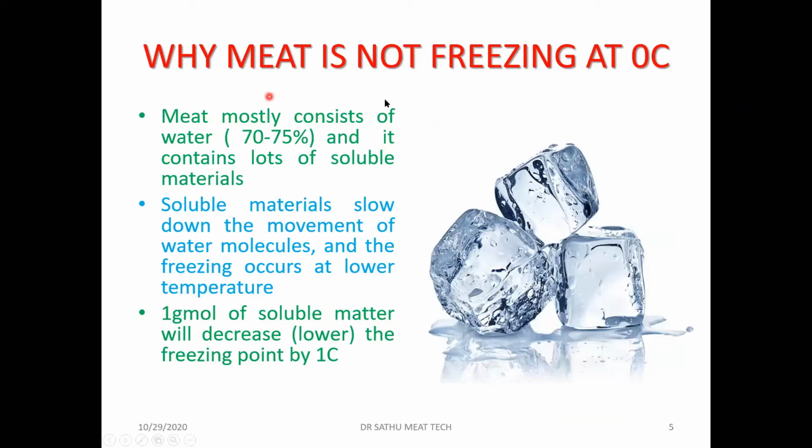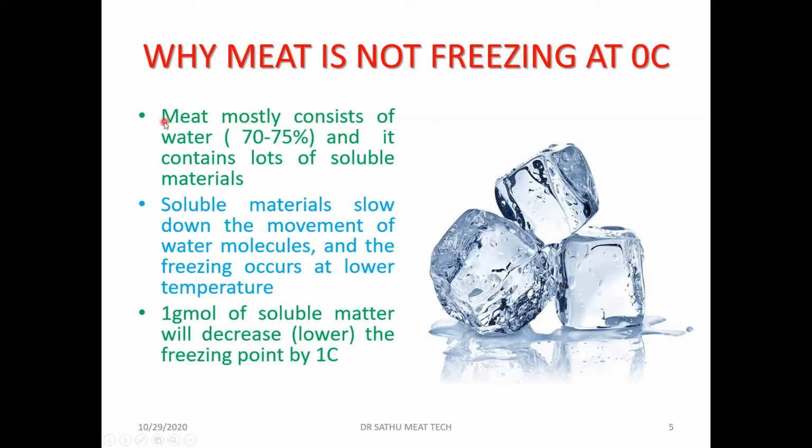So let's see why meat is not freezing at 0 degrees centigrade. This is a basic thing that we should understand. We know the freezing point of pure water is 0 degrees centigrade. But in the case of meat, the water inside the meat or the muscle is not getting converted into ice at 0 degrees centigrade because of the presence of solutes.